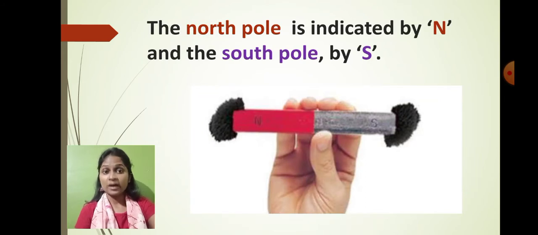Okay. And again students, you all know that if the magnet is directed towards the north, then it is called the north pole. And if the direction of the magnet is toward the south, then it is called what? South pole. So the north pole is always indicated by the initial letter N and the south pole is always indicated by the initial letter S.